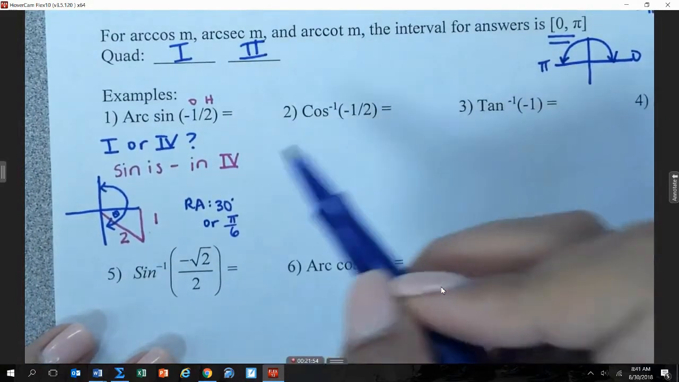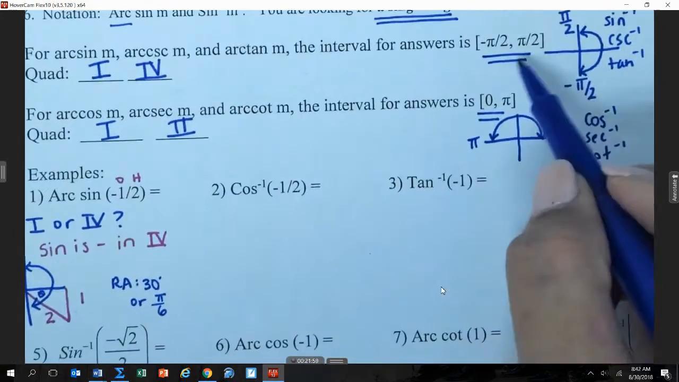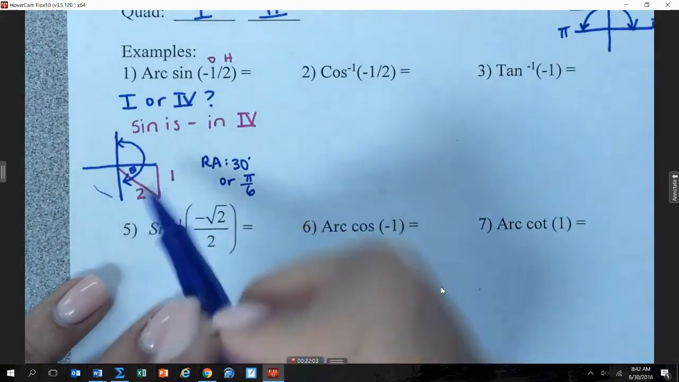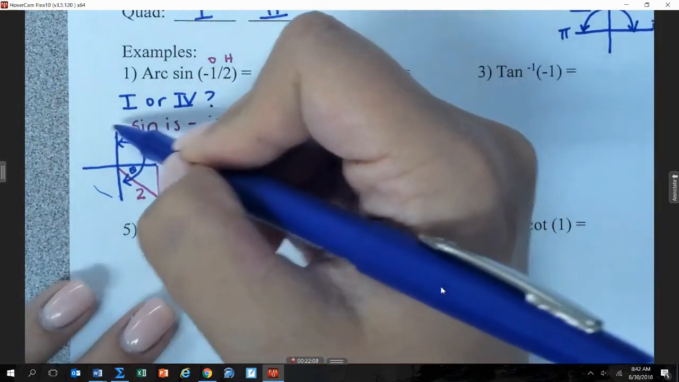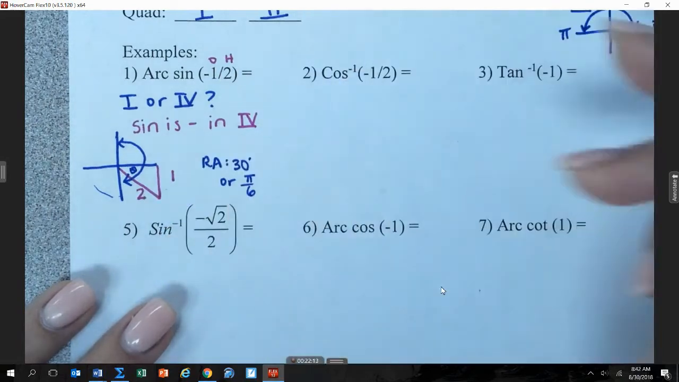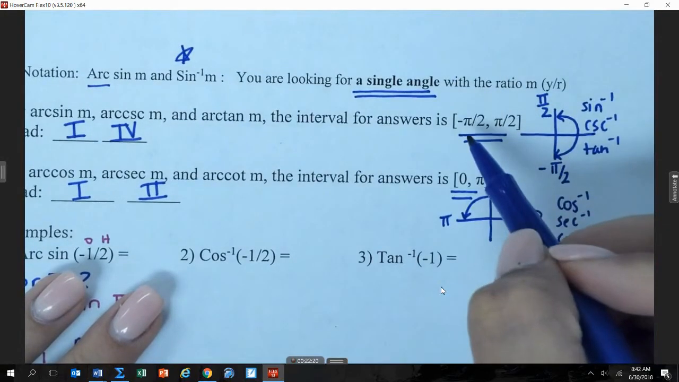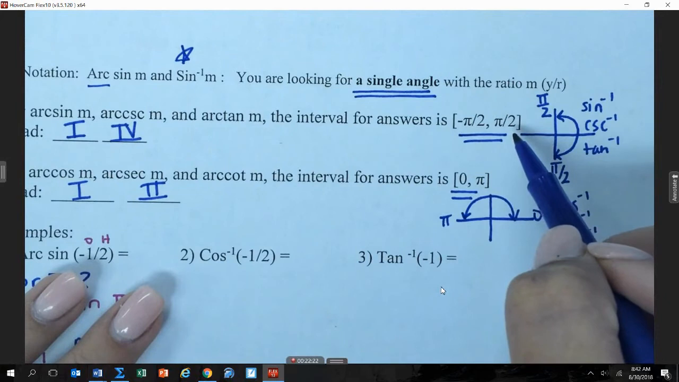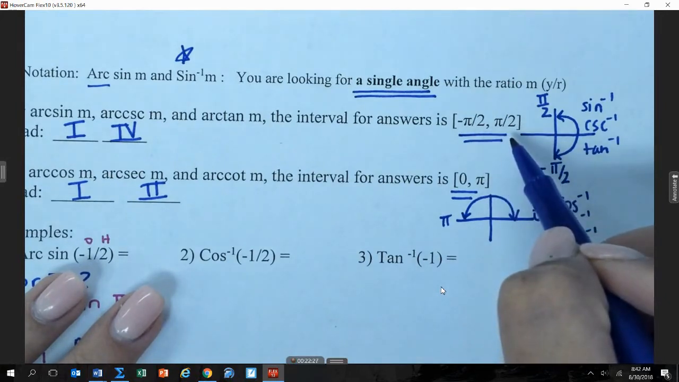So now here's the other question I have for you. Looking at that restriction for arc sine, can I put 11 pi over 6 as my answer? That would be the terminal side for the positive angle, 11 pi over 6, right? You cannot put 11 pi over 6 as your answer here. If you do, it's wrong, and that's because 11 pi over 6 does not fall within this interval. Does everyone agree that 11 pi over 6 is not between negative pi over 2 and pi over 2?